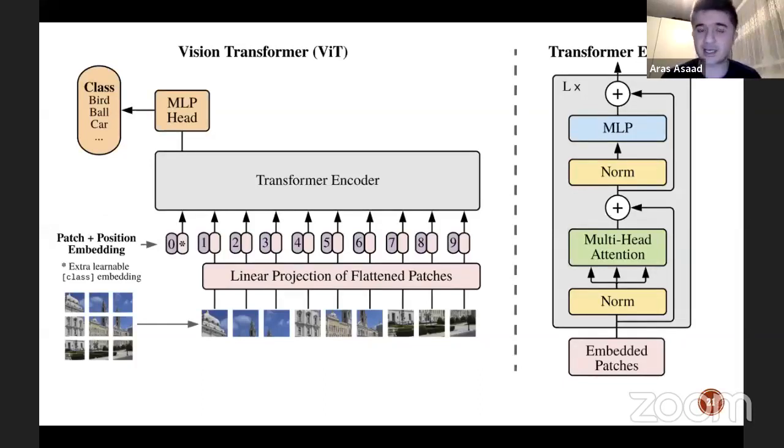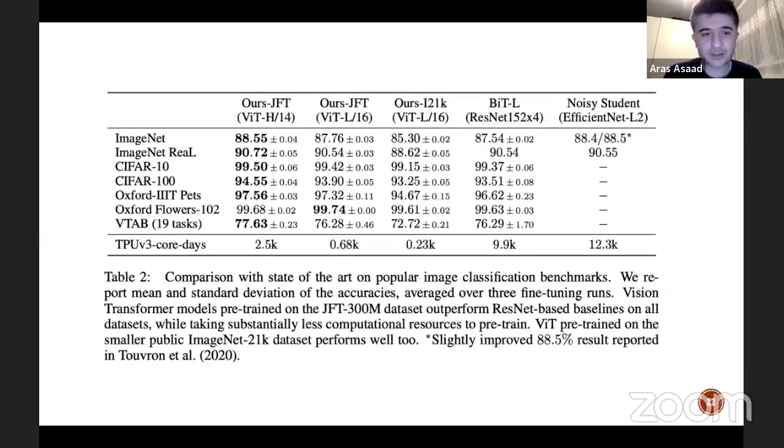It is as if you have a set of words, but here each word is not a word. Each word will be a list of numbers that comes from a patch, right? And this is the result. And they say, okay, it outperforms convolutional neural networks.